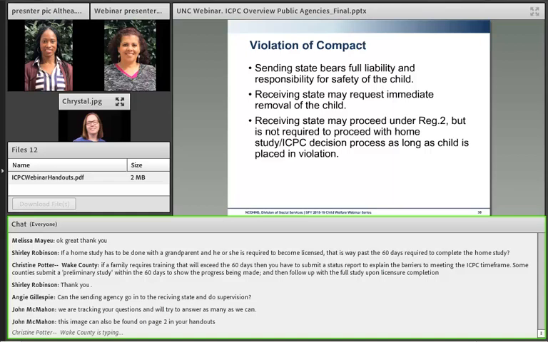The receiving state may request immediate removal of the child. The receiving state may proceed with the home study, but is not required to do so until the child is returned to the sending state, or as long as the child is placed in violation. The receiving state may choose to open for courtesy supervision, but it is not required to do so.